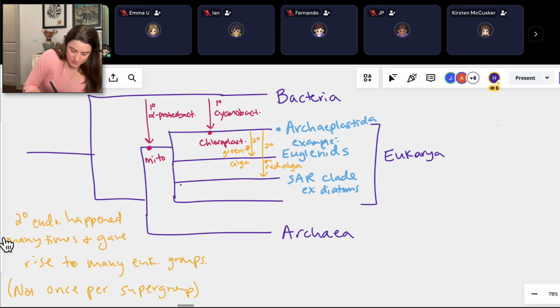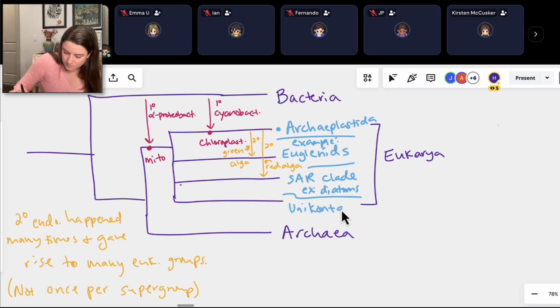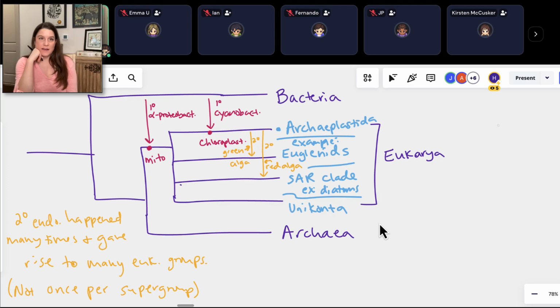Then we have another group here that doesn't have any primary or secondary endosymbiosis events. That's why I've drawn it separately here. That's the Unikonta. Unikonta didn't have any of those. That's the lineage with the amoebozoans. That's the lineage with the opisthokonts, which include the fungi and animals. So no secondary endosymbiosis events.